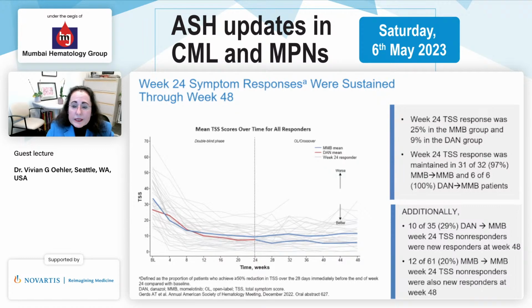As shown here, you can see that symptom responses that were achieved at 24 weeks were maintained through 48 weeks. Additionally, new responses were seen in patients who crossed over to momelotinib, with 29% achieving responses, and additionally, 20% of non-responders on momelotinib became responders by 48 weeks.